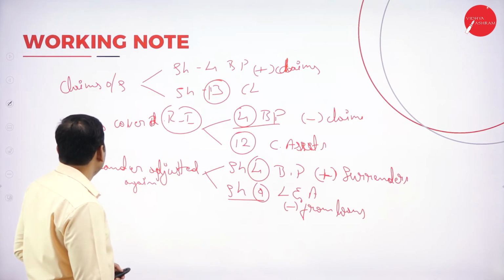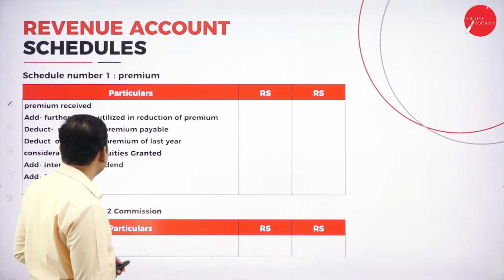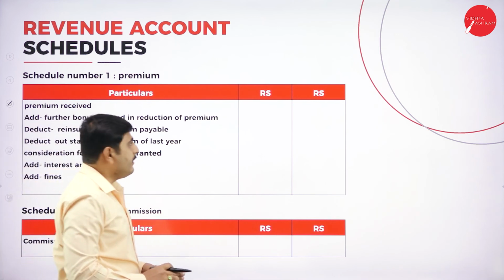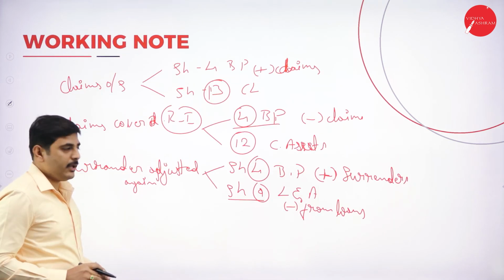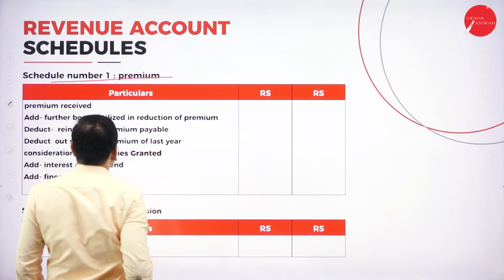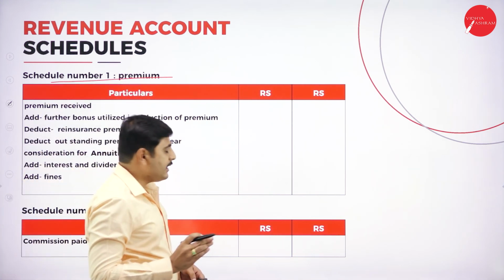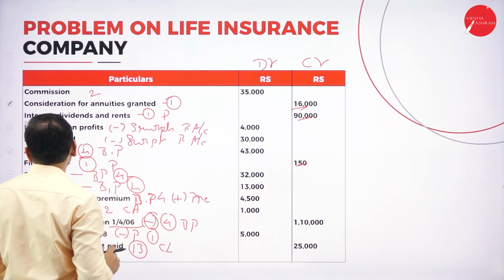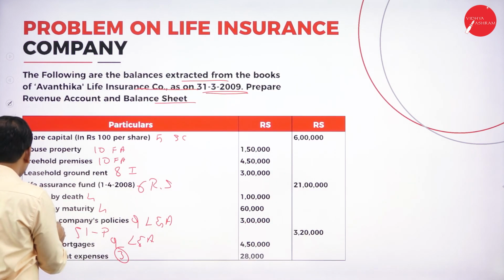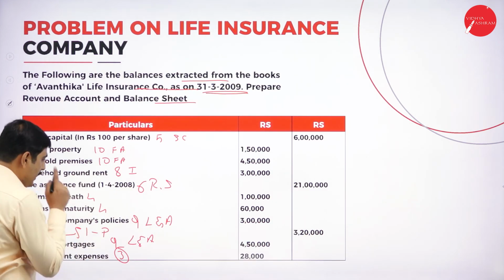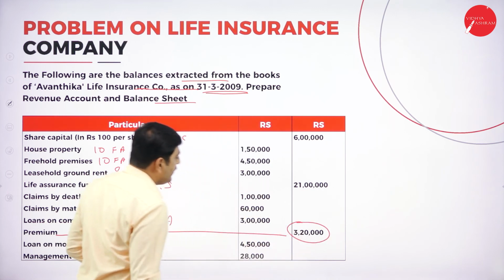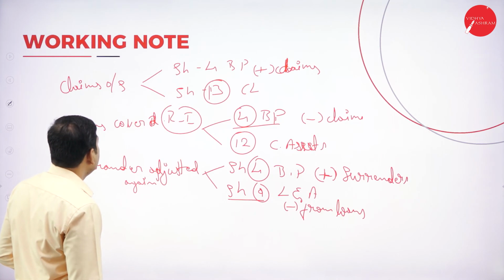Now let's go to the problem. First one, premium received, under schedule number 1. Where is the premium? See, we have written the premium here. Premium is schedule number 1. What is our premium here? It is 3,20,000 is the premium, right?